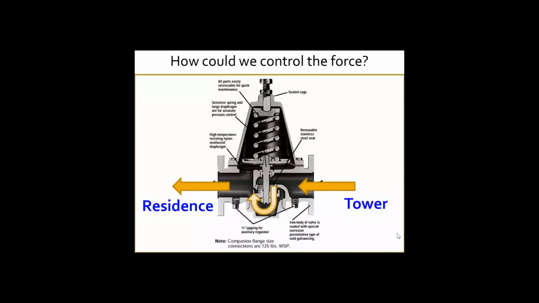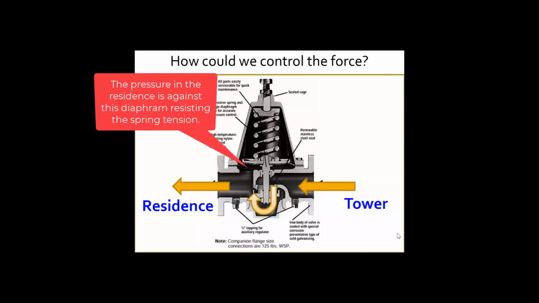So you'll notice on our regulator here, there are 2 flange mounts. One on the right has an arrow coming in from the tower, and one on the left is going out to the residence. So this could be mounted horizontal, and the pipe comes down from the tower, takes a 90, goes in, comes out the residence side and goes down to your house. Or it could be mounted vertical. It doesn't matter, because this device is not dependent upon gravity. It's dependent upon pressure. And there are 2 pressures at work here.